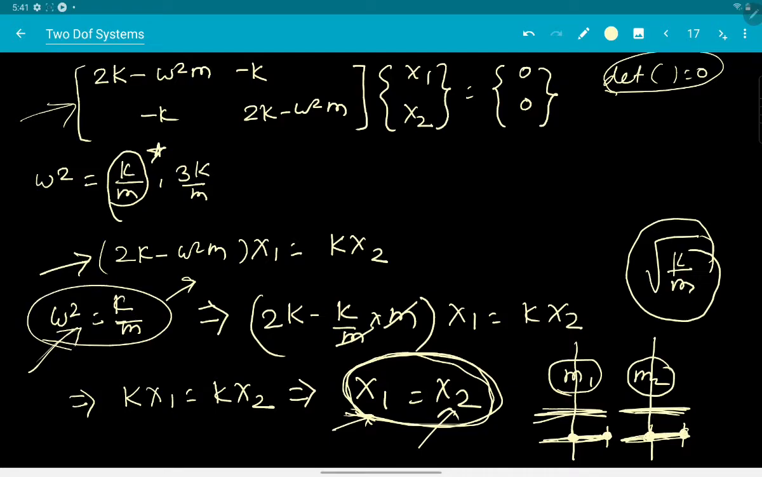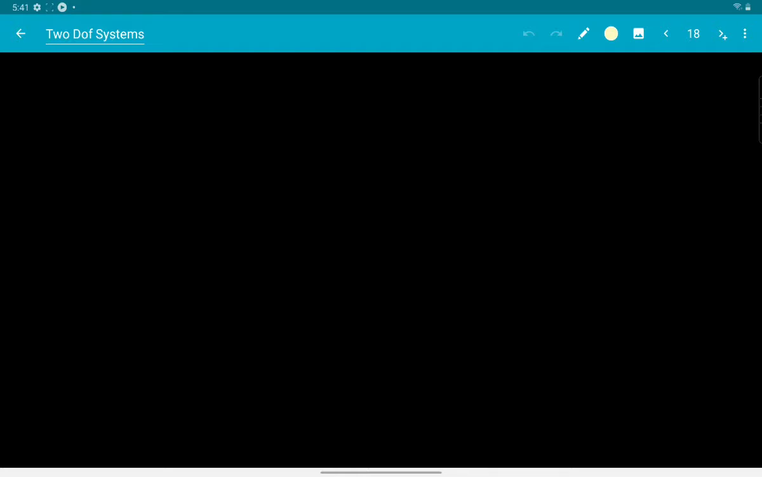However, we have obtained one more omega square value. So we have obtained one more natural frequency. Unlike our single degree of freedom system where we had only one single natural frequency, here we have two natural frequencies as we have 2 degrees of freedom with us. So let's try to see what happens with the second natural frequency that we have obtained. So omega n2 is equal to 3k by m.